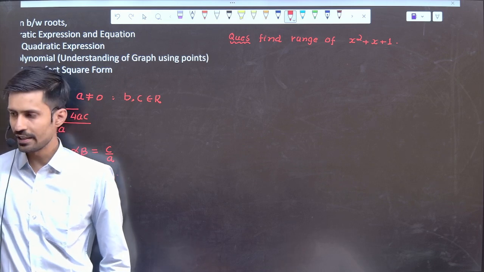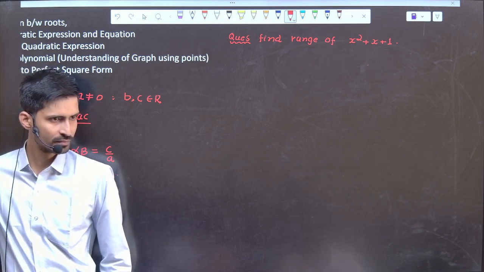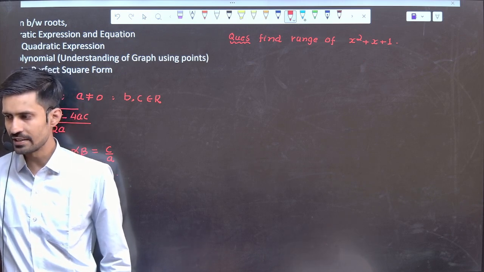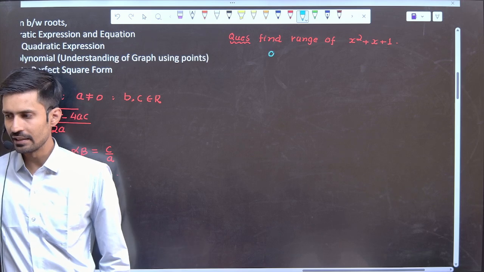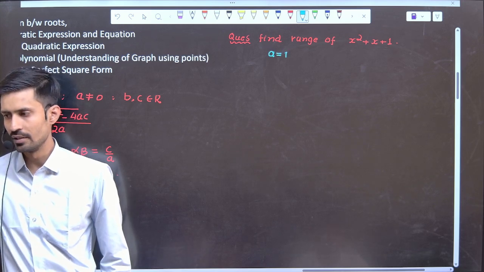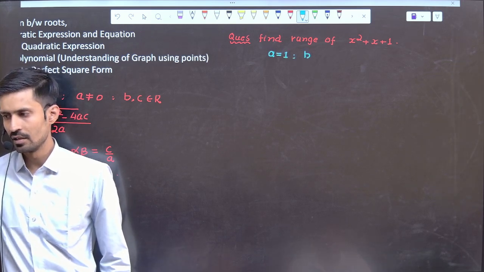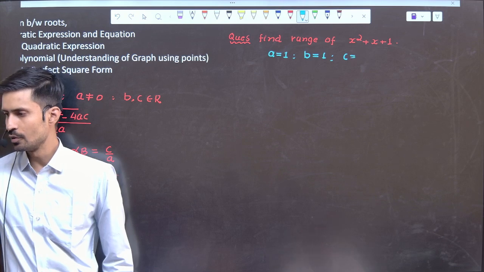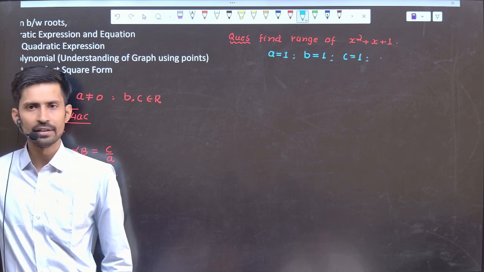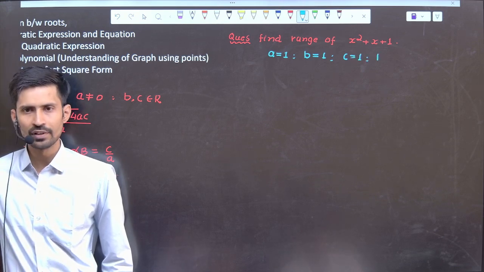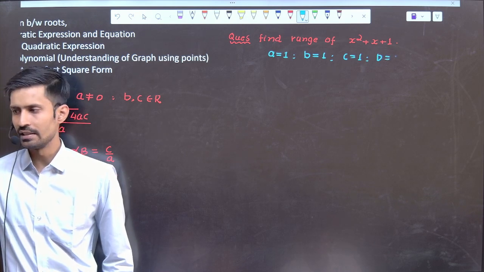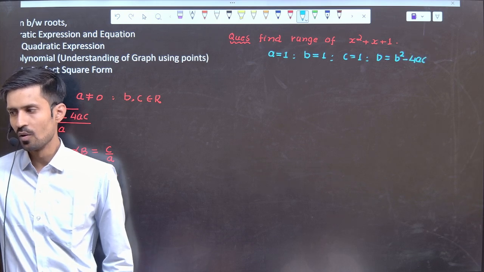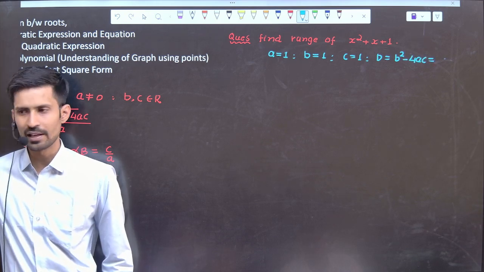So is that a quadratic expression or not? First of all, what will we check? What is A? 1. What is B? 1. What is C? 1. And you know, in the range of a quadratic we require the value of D. And what is D? B square minus 4AC, 1 square minus 4, which is 1 minus 4, which is minus 3.